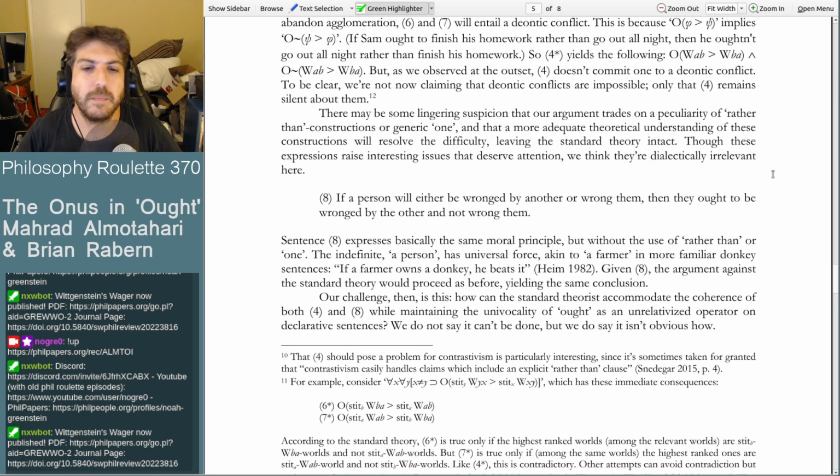There may be some lingering suspicion that our argument trades on a peculiarity of the rather-than construction or generic one, and that a more adequate theoretical understanding of these constructions will resolve the difficulty, leaving the standard theory intact. That's what I'm saying. I'm thinking there's a problem with their universal generalization and instantiation. I think it should be existential. Though these expressions raise interesting issues that deserve attention, we think they're dialectically irrelevant here. So they say 8: if a person will either be wronged by another or wrong them, then they ought to be wronged by the other and not wrong them.